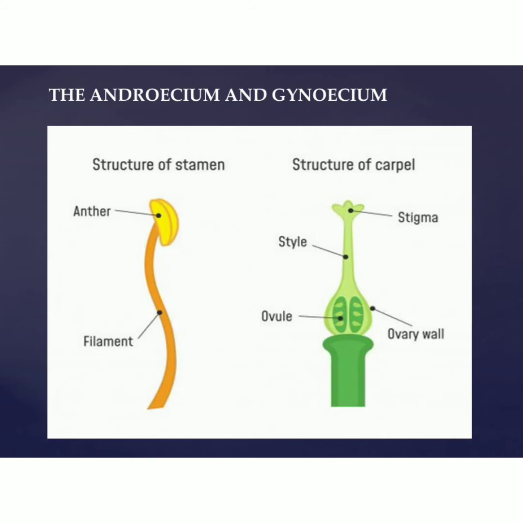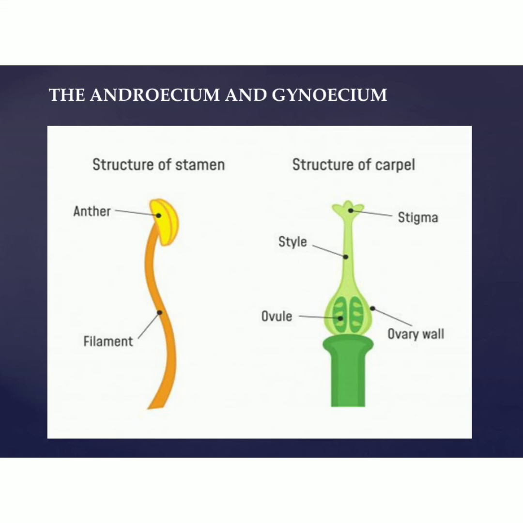Now this picture is the picture of the androecium and the gynoecium. As we just discussed, the structure of the stamen has two parts: anther and the filament, and the structure of the pistil has three parts: the stigma, style, and the ovary.